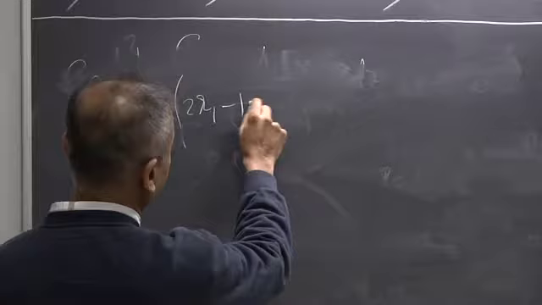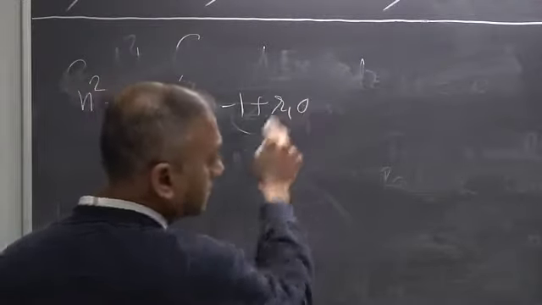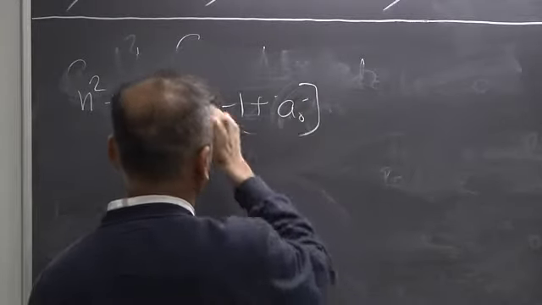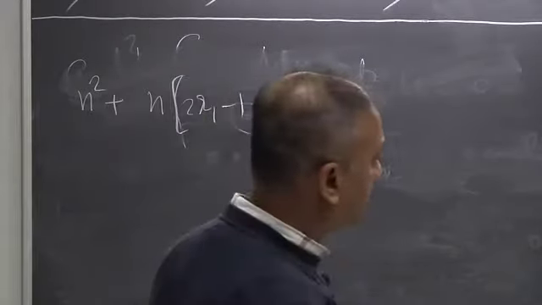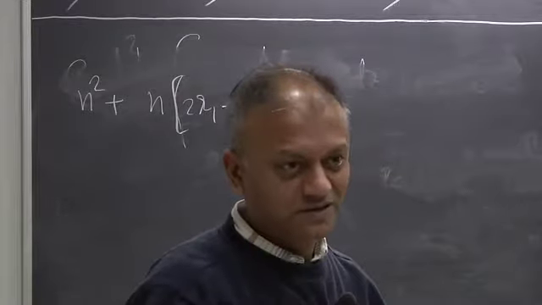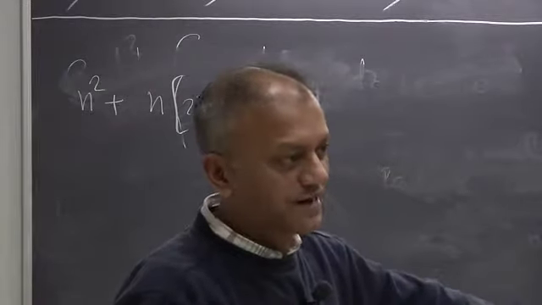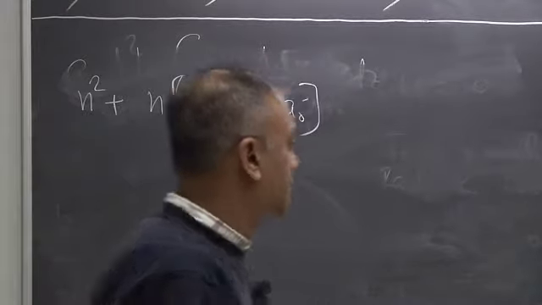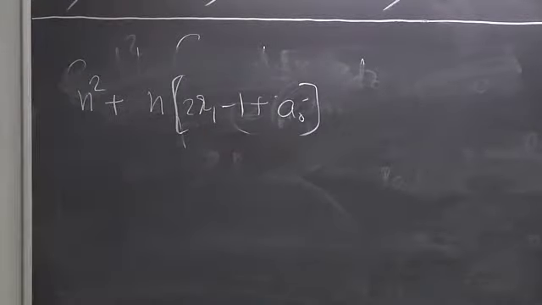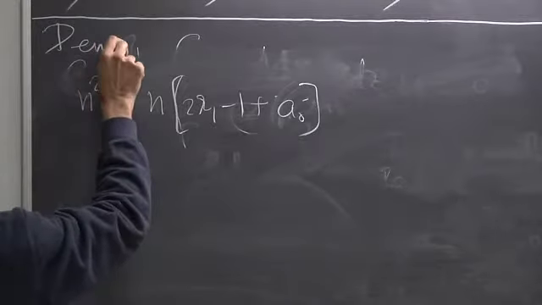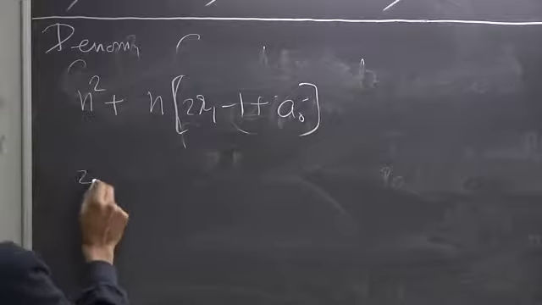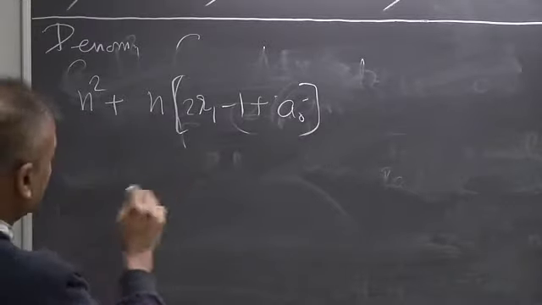plus a0 is correct. And the last, the n independent term, vanishes, of course, because r1 was satisfying the quadratic equation, right? So that's what it is. The denominator is this. But remember that equation, that R1.